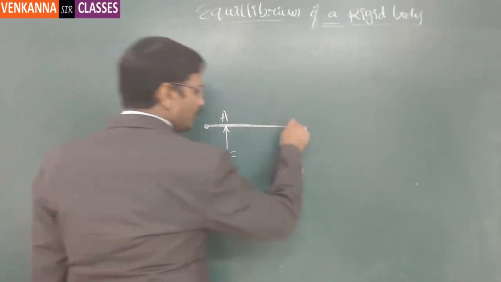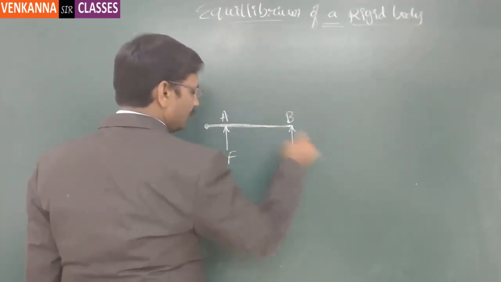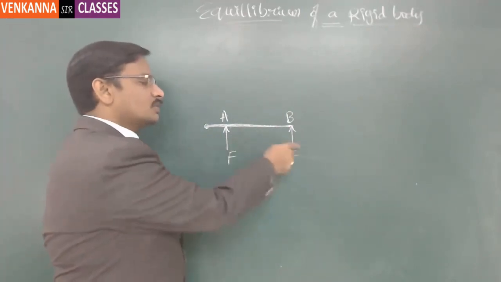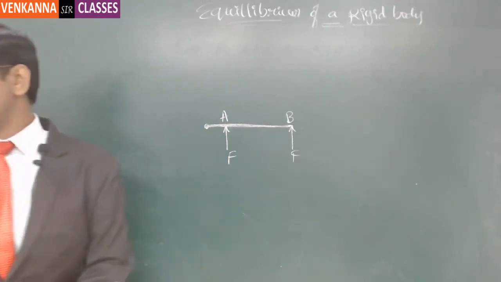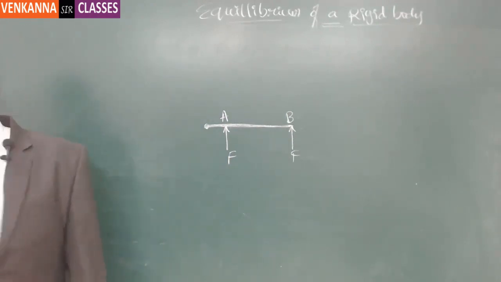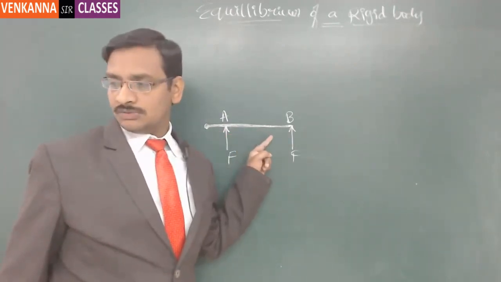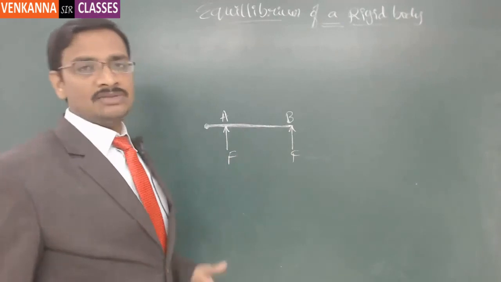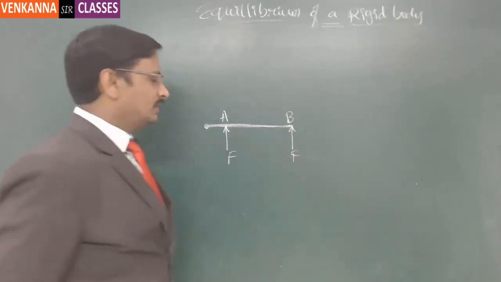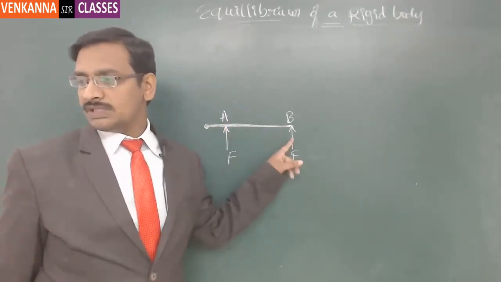Now I have applied one more force. This is at point B, the same magnitude F. Now, which one will have more twisting force? B is having more twisting force. That means, what is the thing that is essential for us? The same force is applied at both locations, but this one has less twisting force and this one has more twisting force.